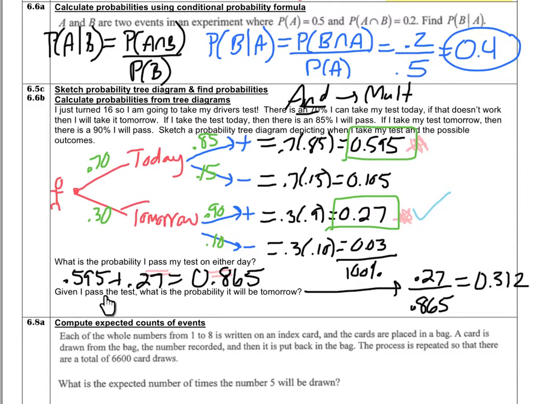This second question is conditional probability. The first one is just standard probability. You can answer both of them by making branches, which makes it a lot easier to see.